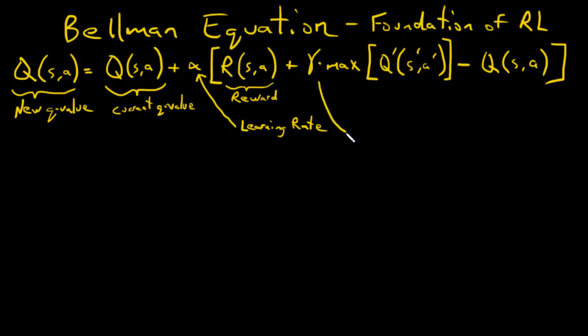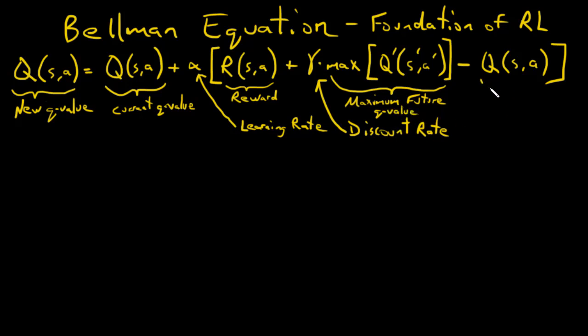Gamma is called the discount rate, or the discount. This max right here, this is the maximum future Q value. And finally, we're back to the current Q value.